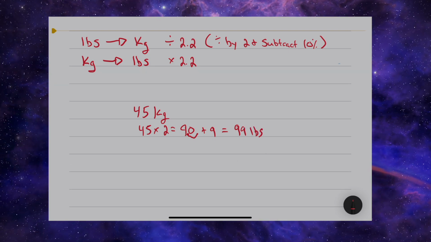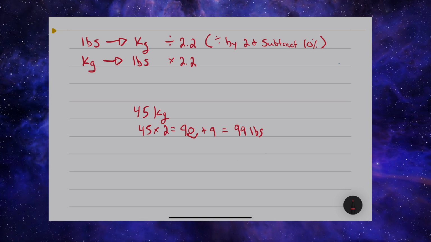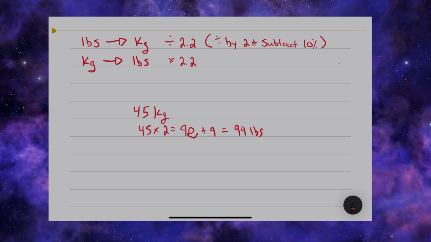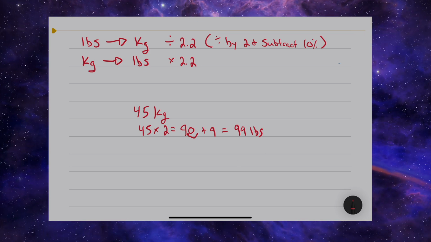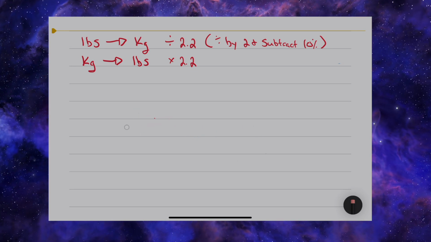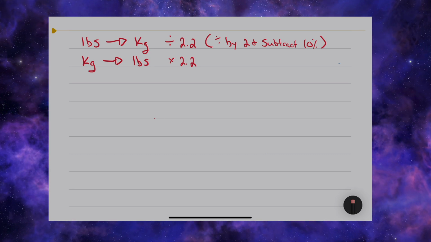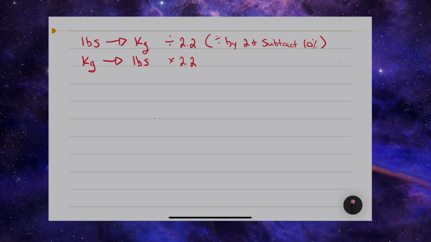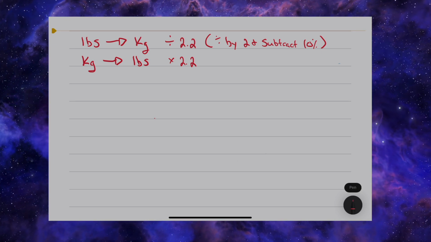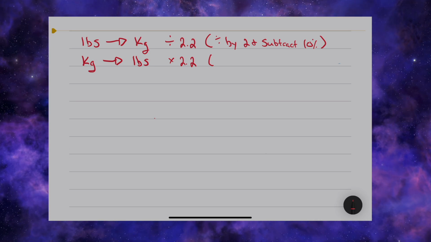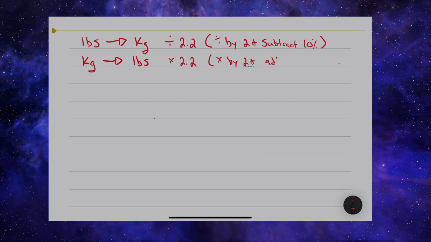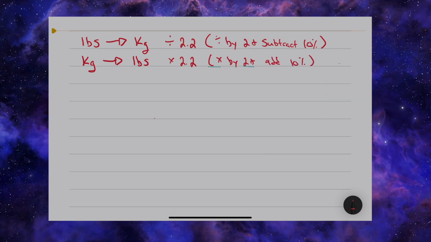If we were to do this in a calculator, we would get 99 and additional numbers after the decimal place. That would most likely just round up to 100. All right, that's our quick crash course, down and dirty, for determining a patient's weight in kilograms and weight in pounds. If you're going from pounds to kilograms, divide by 2 and then subtract 10%. If you're going from kilograms to pounds, multiply by 2 and add 10%.